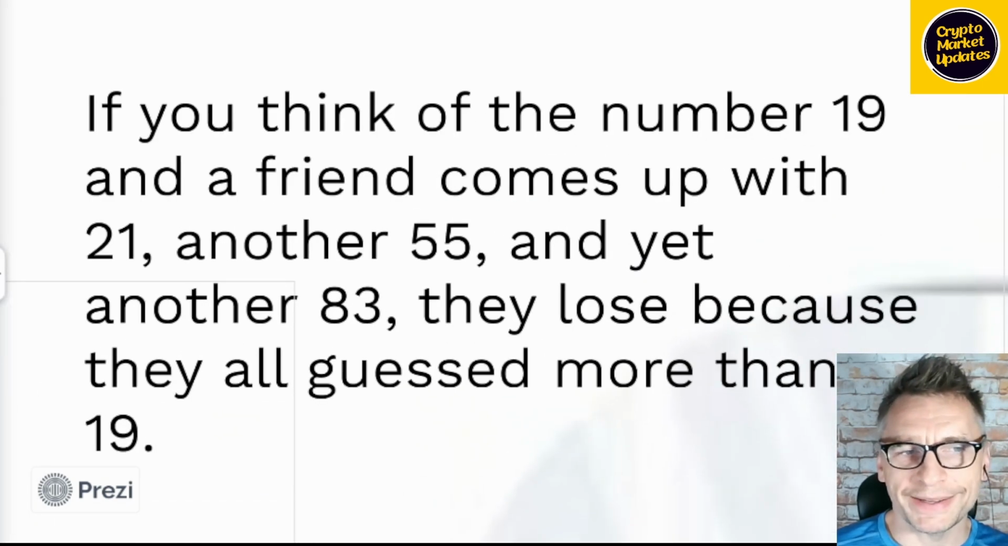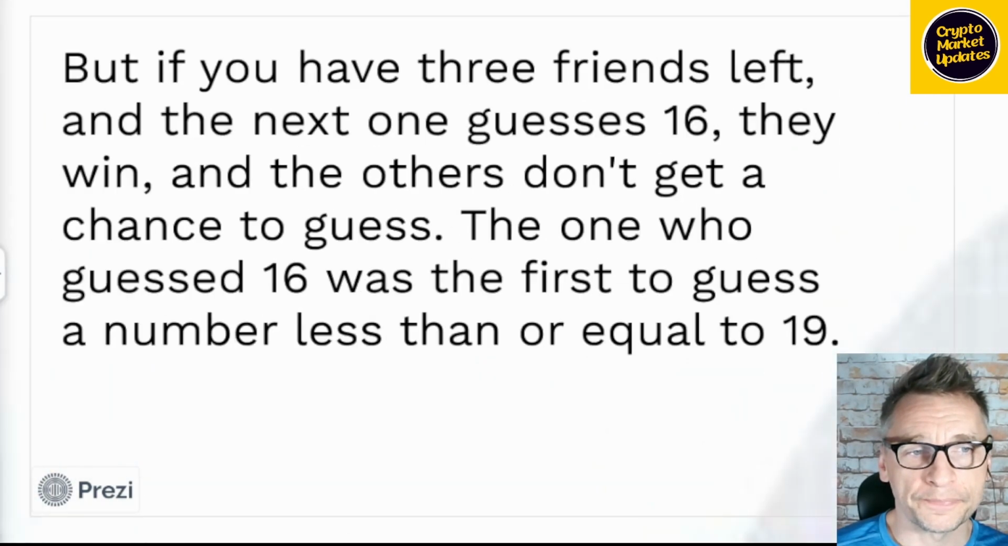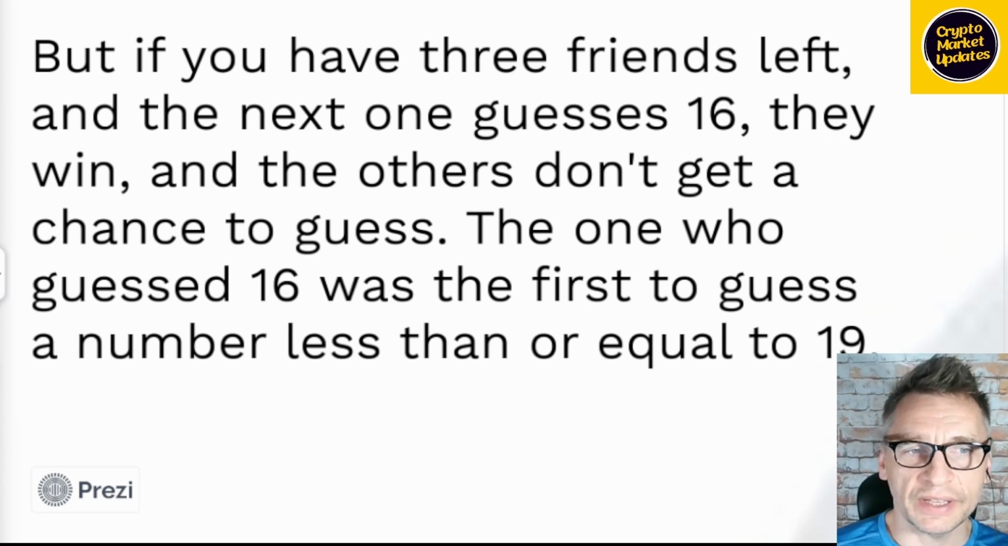If you think of the number 19 and a friend comes up with 21, another 55, and yet another 83, they lose because they all guessed more than 19. The number they need to guess has to be lower than or equal to the number you have thought of. But if the next friend guesses 16, which is less than 19, that person wins, and the others don't get a chance to guess. The one who guessed 16 was the first to guess a number less than or equal to 19.